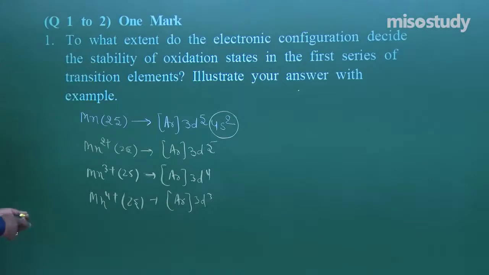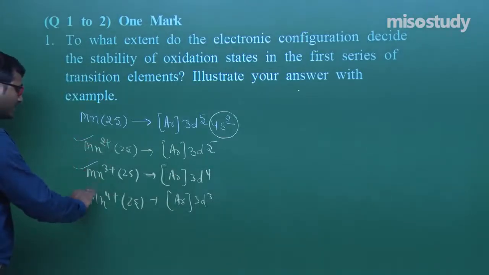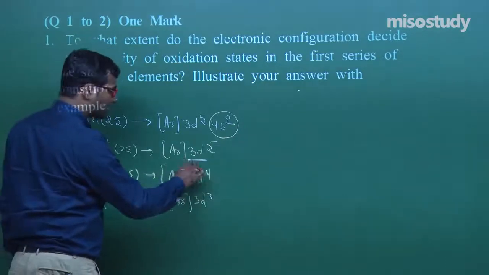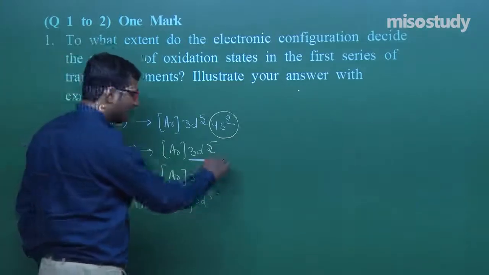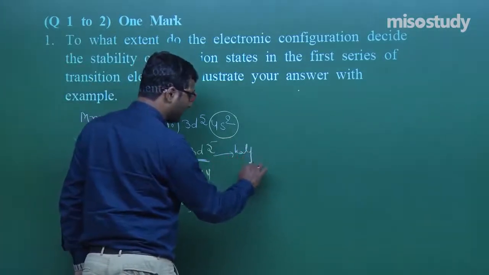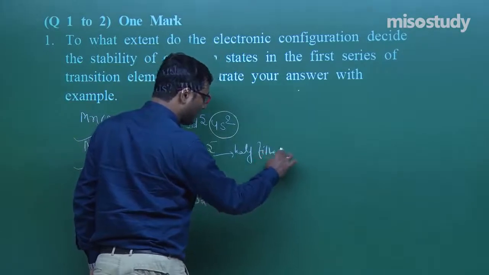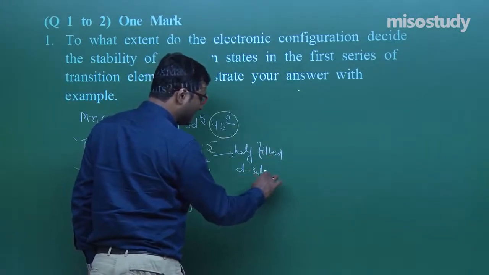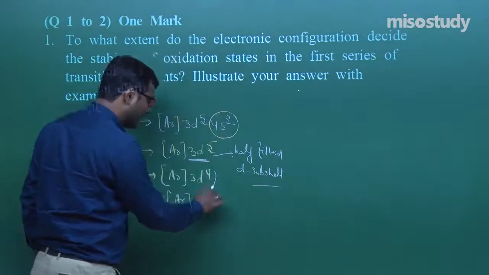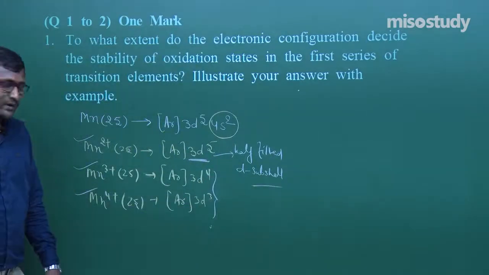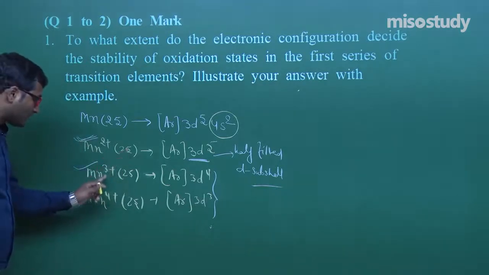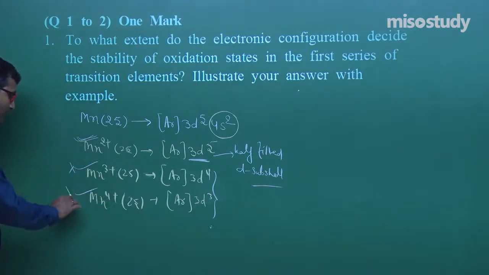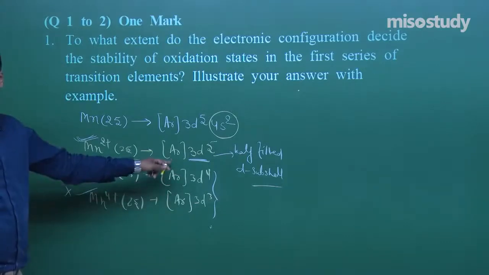But what we observe here, if I compare the +2, +3 and +4 oxidation states, is that in the +2 oxidation state the electronic configuration is 3d5. This is the half filled d subshell. A half filled d subshell is more stable than a partially filled d subshell. So, we can say Mn in the +2 oxidation state is more stable than the +3 and +4 oxidation states. This is the case, my friend.